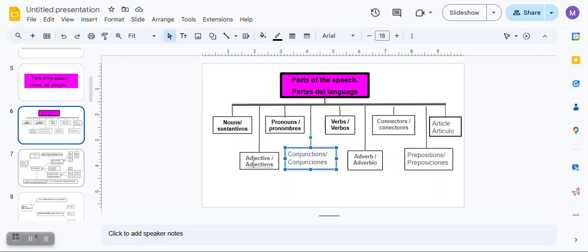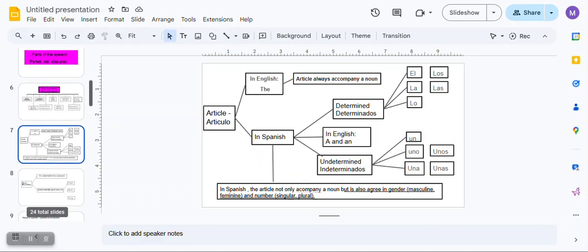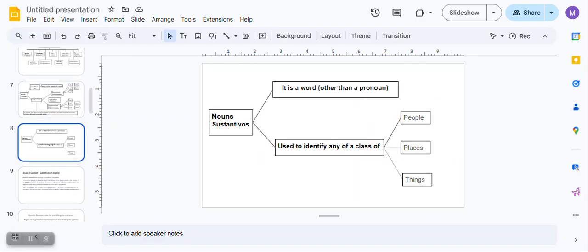So as you can see, there are several parts of the speech. We are going to start to talk about each one of those in both languages, English and Spanish. Let's start with the nouns. This is the concept of nouns, or sustantivos, and it is the same concept for both languages.